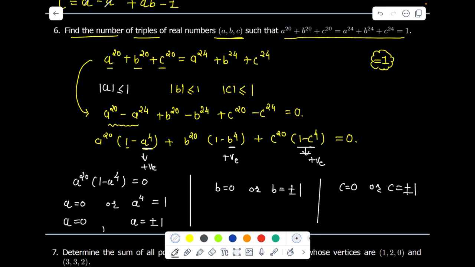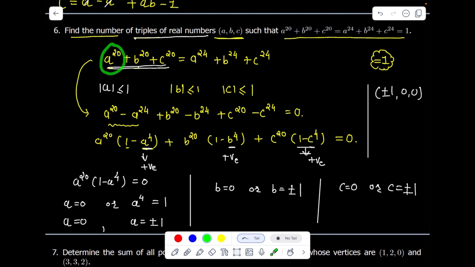So how many triples will we get here? If I take a equal to plus or minus 1, b and c will be 0, then only you will get this answer as 1. If you put minus 1 here, minus 1 to the power 20 is 1, plus 0 plus 0, you will get answer 1. So these are 2 triples, plus 1 and minus 1.